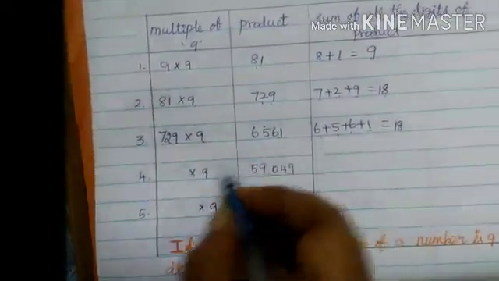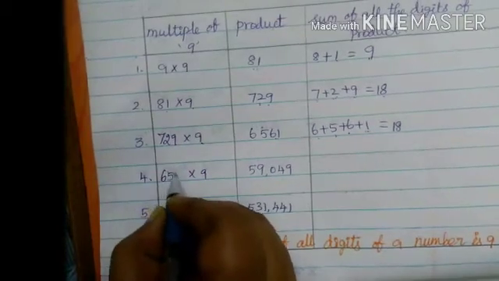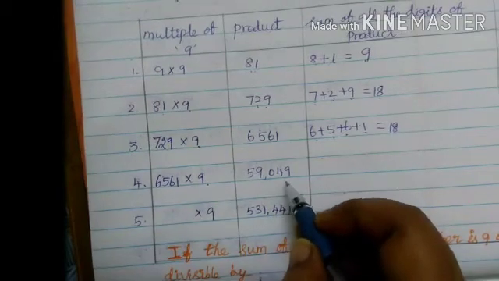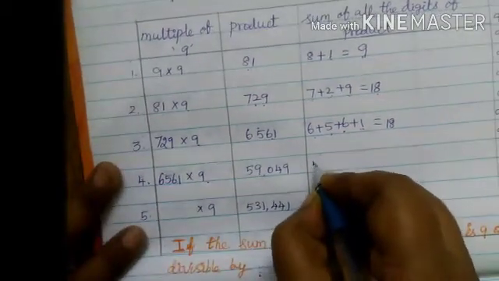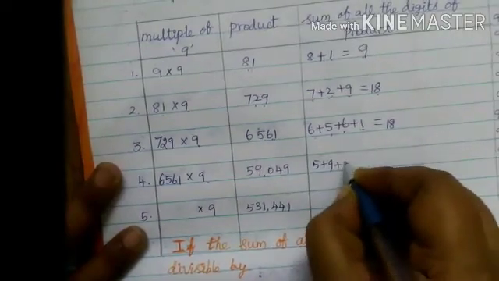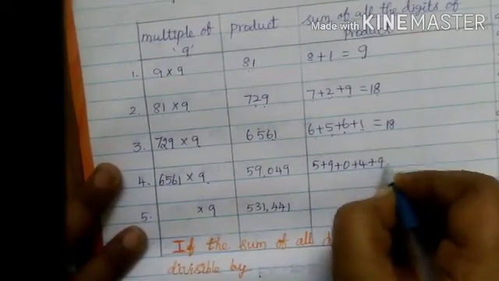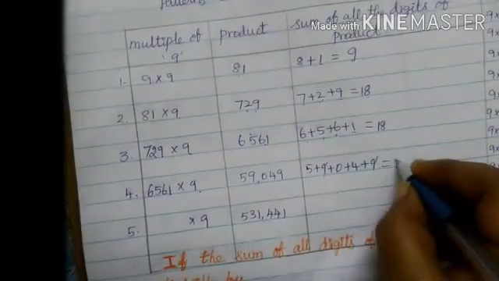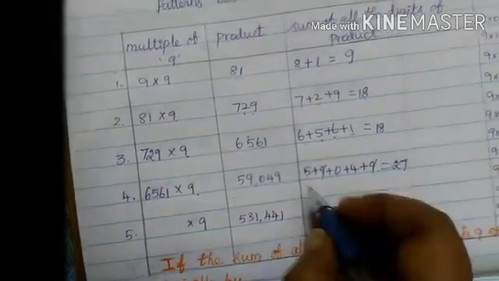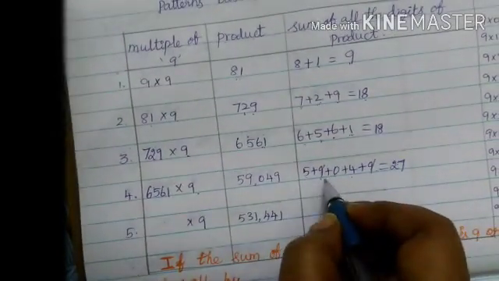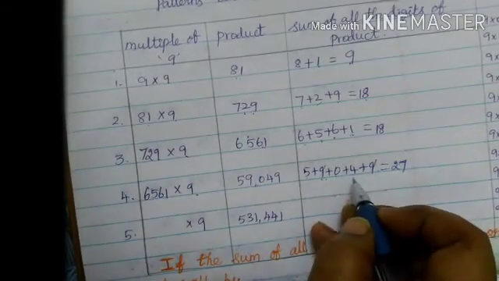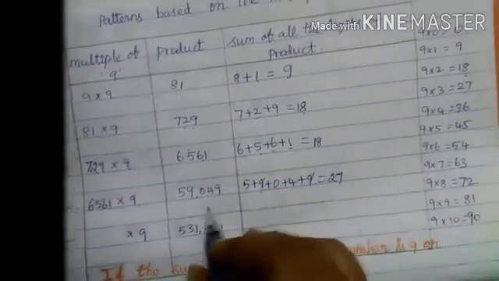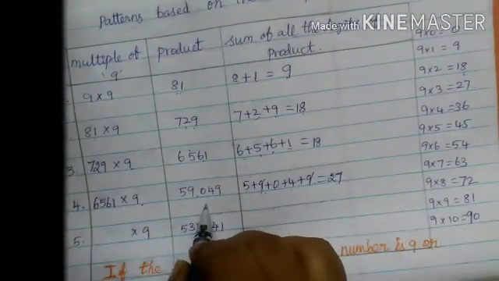Then the next one, take this number here, 6561, then multiply by 9. You get 59,049. Now do the sum: 5 plus 9 plus 0 plus 4 plus 9. You check here for 9. 3 nines are 27. Sum of all the numbers: 5 plus 9 is 14, 14 plus 4 is 18, 18 plus 9 is 27. So 27 is coming in the 9 table. So this number is a multiple of 9.